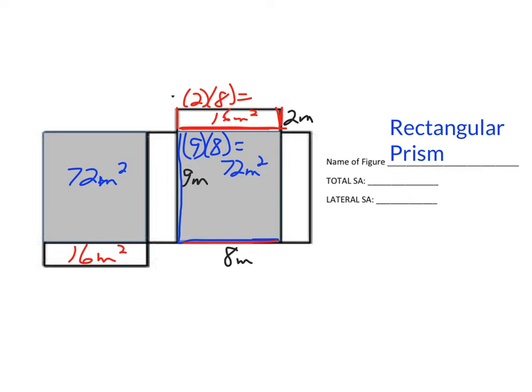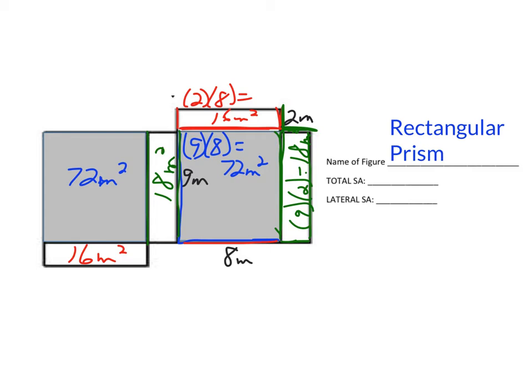Now we only have these two left, which I know is a 9. Because this side is 9, that means this side is 9. All of these are 9s right here. So this is a 9 by 2, because these are 2s, they will close up to match. So this one is a 9 by 2, so that is just 9 times 2, which is 18 square meters. So that means this one is also 18 square meters.